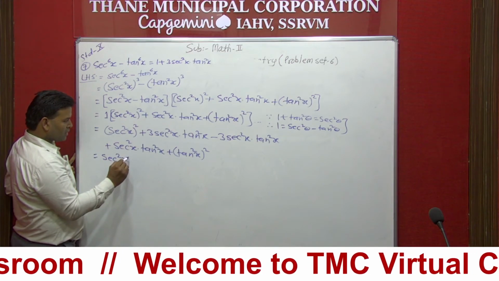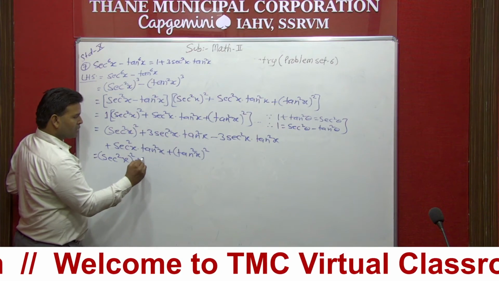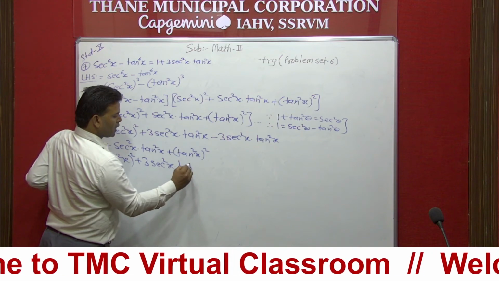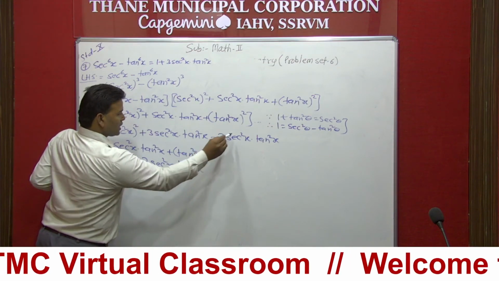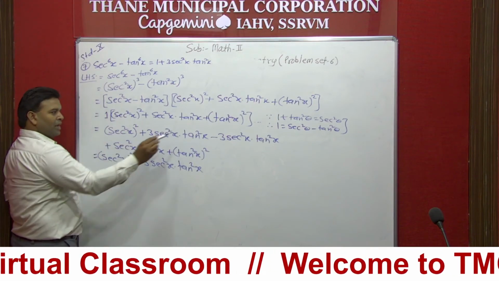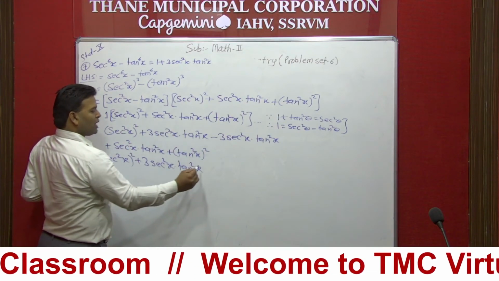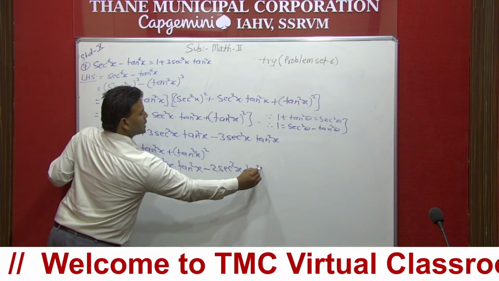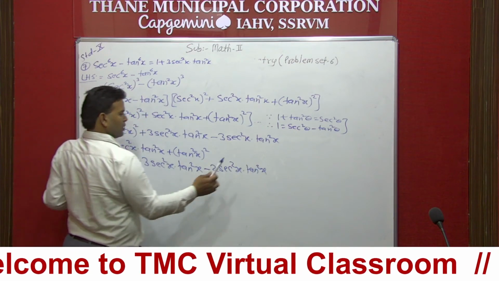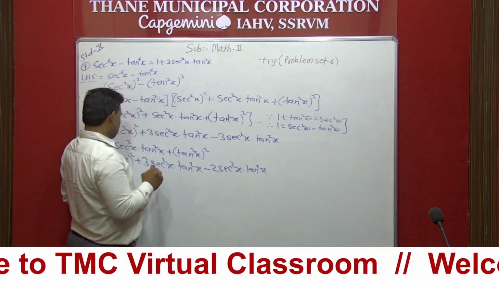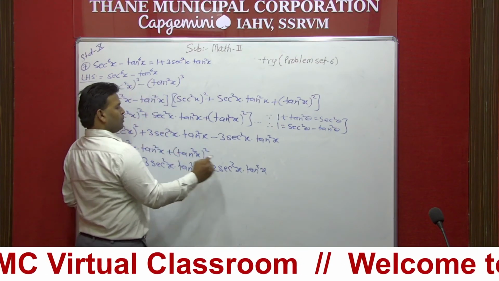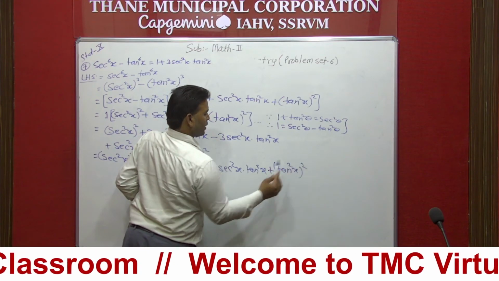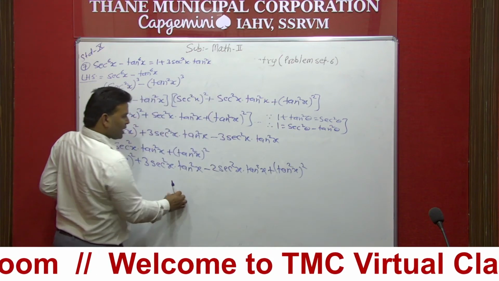sec square x the whole square plus 3 sec square x dot tan square x. Now see this and this: both are here, this is 1 time, this is 3 times, 1 time will be subtracted, we will get minus 2 sec square x into tan square x. And finally, what is the last step remaining, this part will come here: plus tan square x the whole square. Now students, attention, what am I doing now, look carefully.